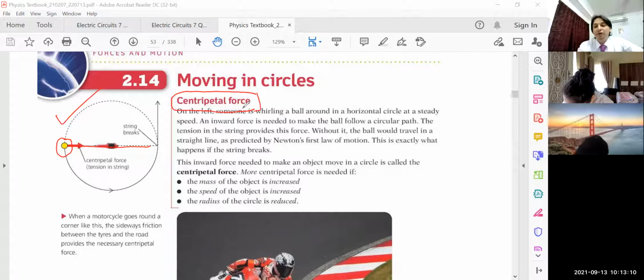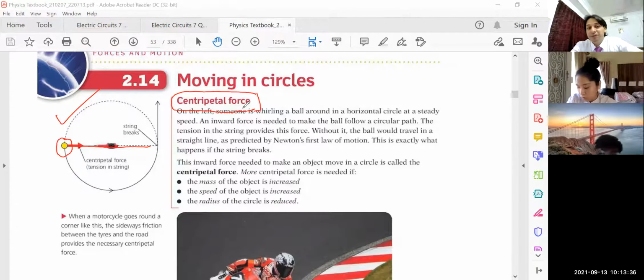Centripetal force. So this is the force which is responsible for any object to rotate in circular motion about any other object. And this centripetal force is provided by different kinds of means that we are going to discuss one by one. Who will provide this centripetal force? We are going to discuss.